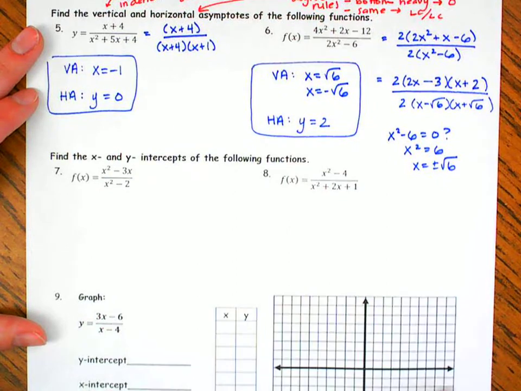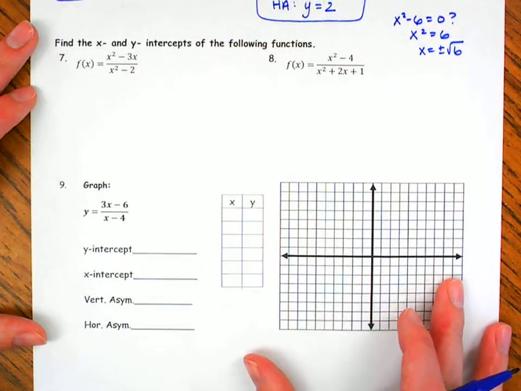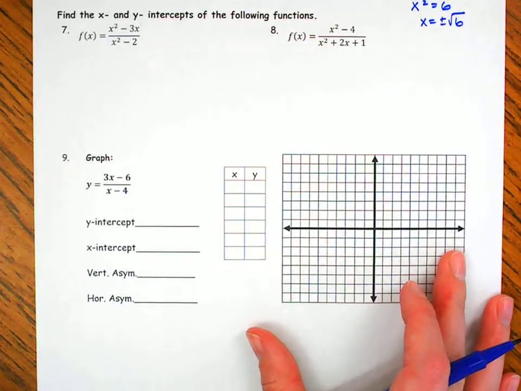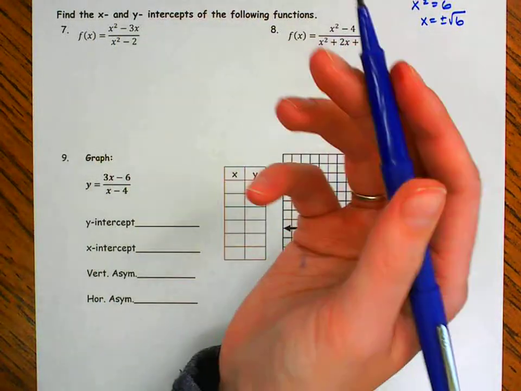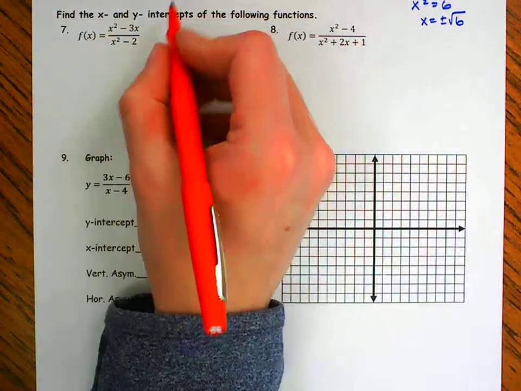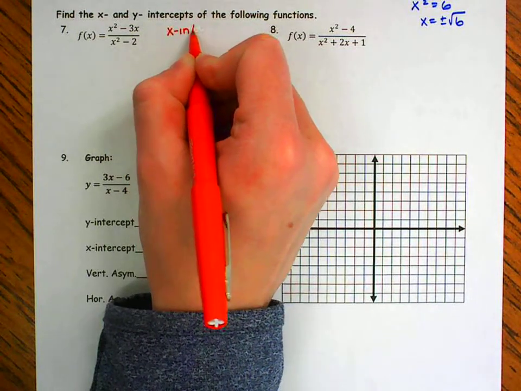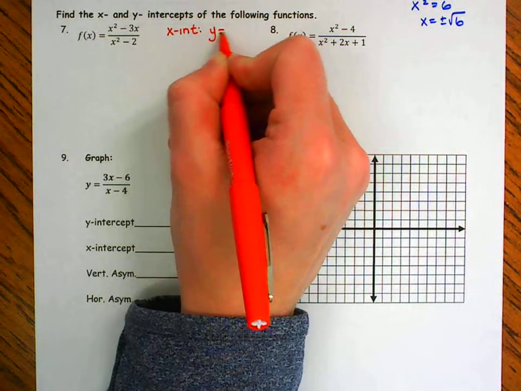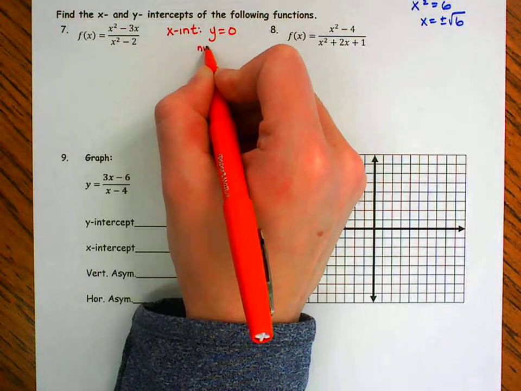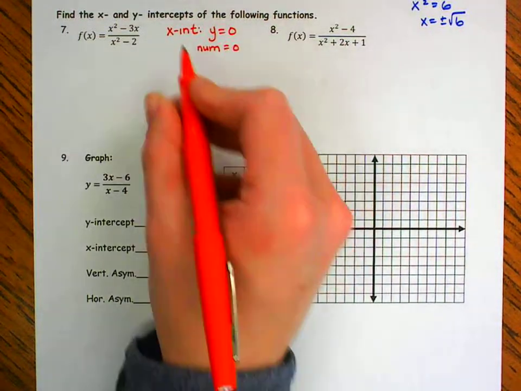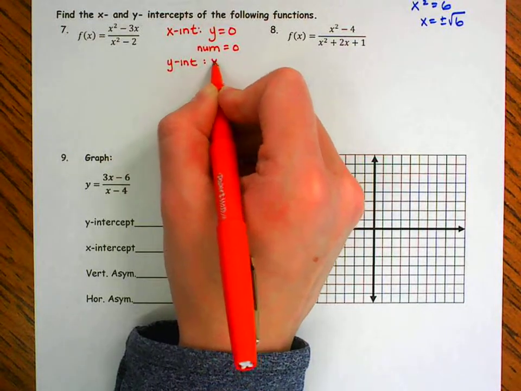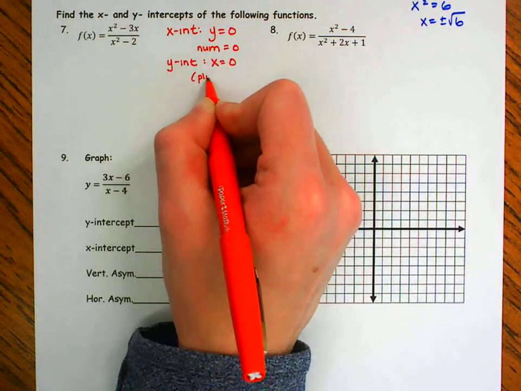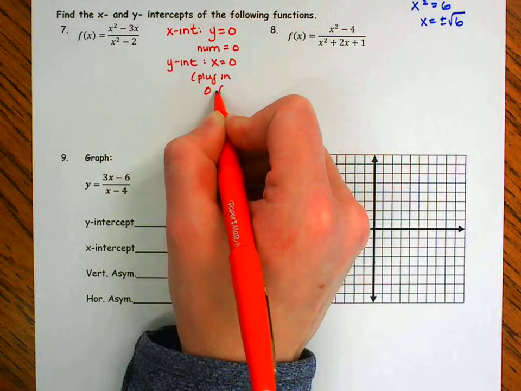So now we're moving on to x and y intercepts. So let's see what we got here. X intercepts are when y equals 0, or a shortcut is just when the numerator is equal to 0. And y intercepts is when x equals 0. So we're just going to plug in 0 for x.